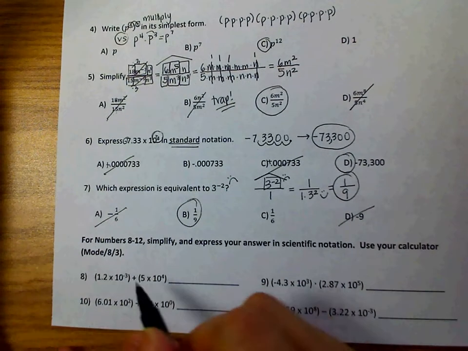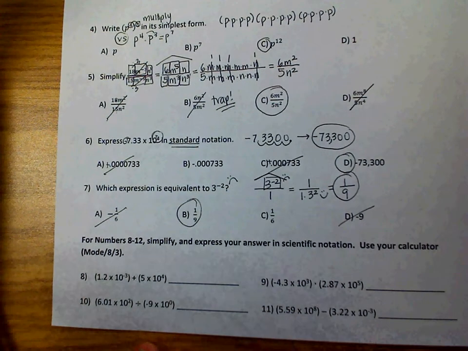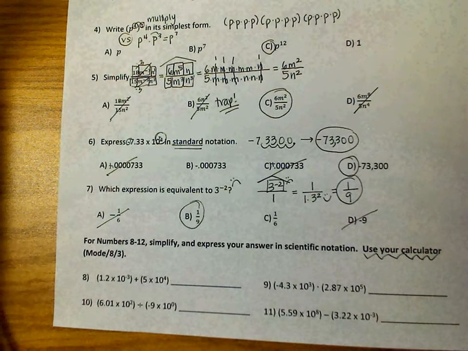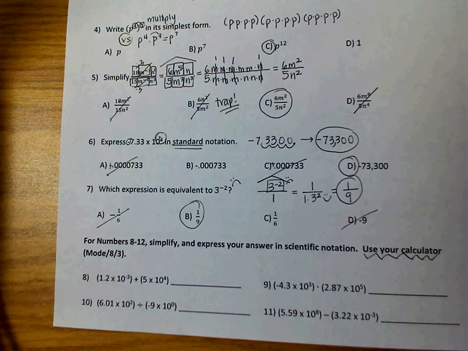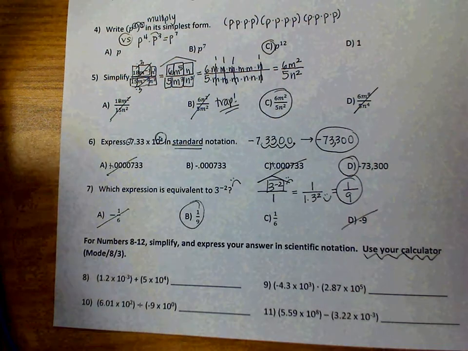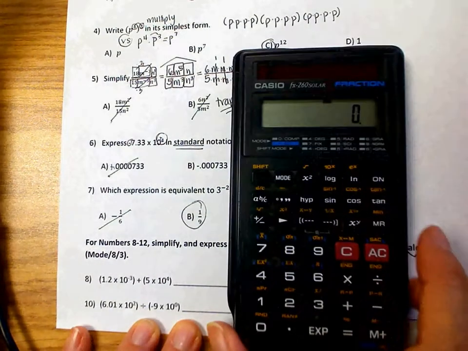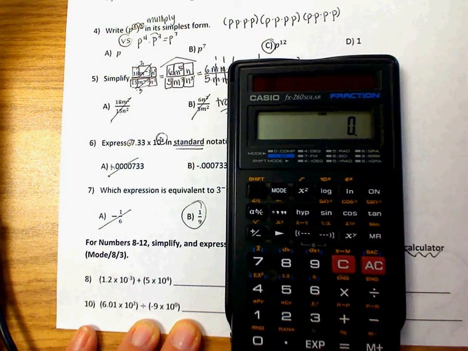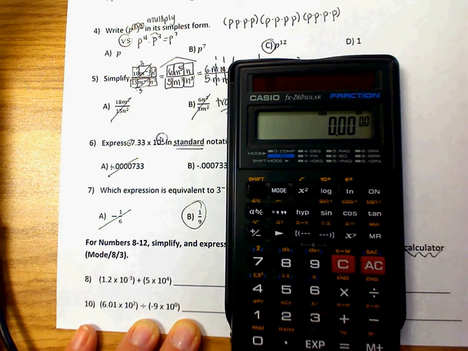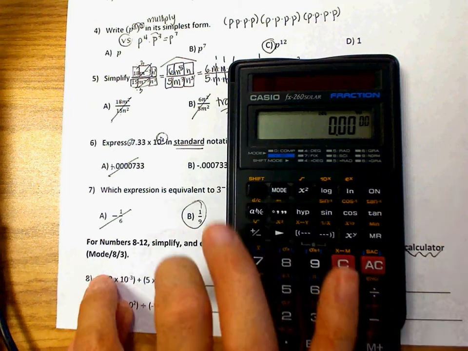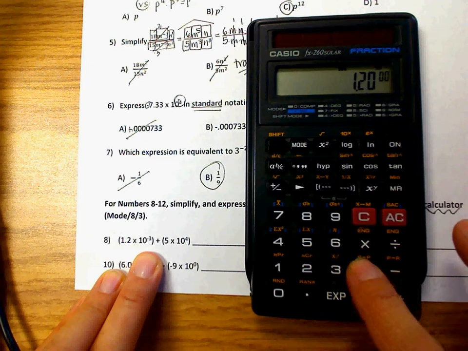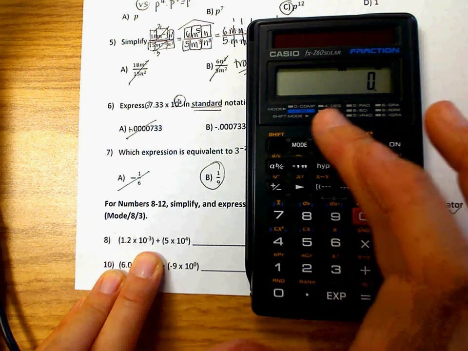For numbers 8, 9, 10, 11, we'll talk about that in class. I'm actually going to have you guys use your calculator for this. Now I know a lot of you, if you're doing it at home, you don't have a scientific calculator, so if you do, go for it. So I need to do mode A3 for this calculator, so I'm going to add these. So 1.2 plus, oops, no, I got ahead of myself. Let's try again, mode A3.